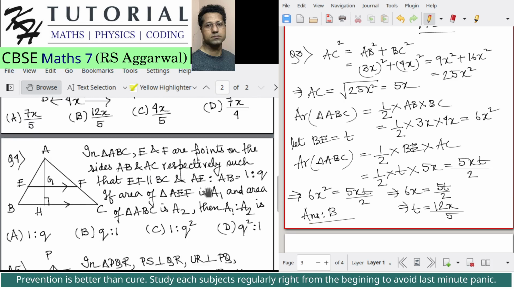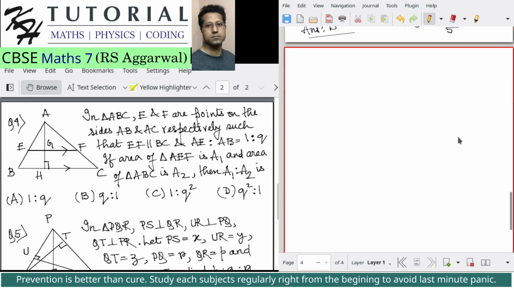Okay, let's see the next problem. Question number 4. In a triangle ABC, E and F are points on the sides AB and AC respectively, such that EF is parallel to BC, and AE is to AB is equal to 1 is to Q. If the area of triangle AEF is A1 and the area of triangle ABC is A2, then A1 is to A2 is.